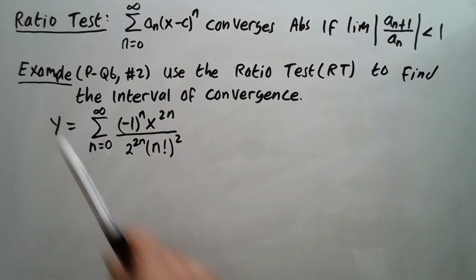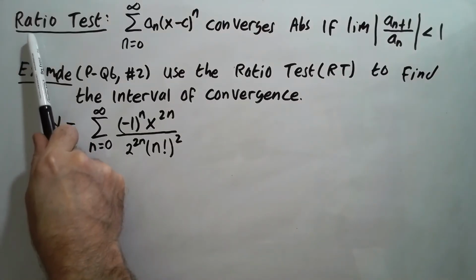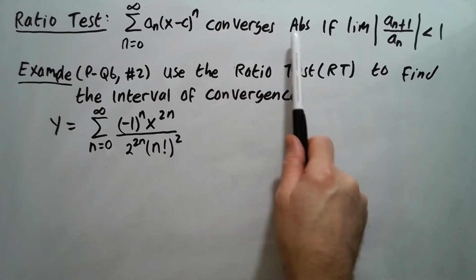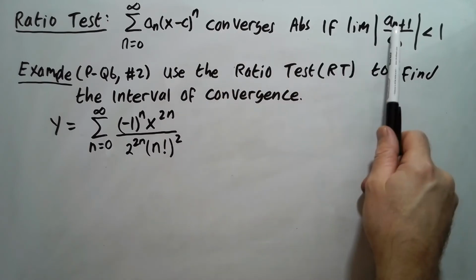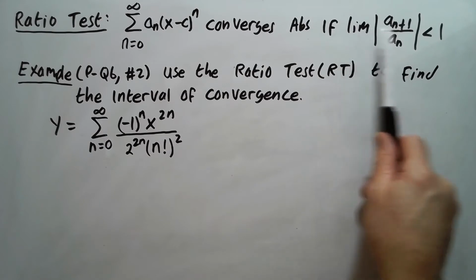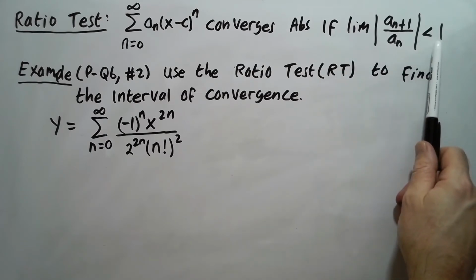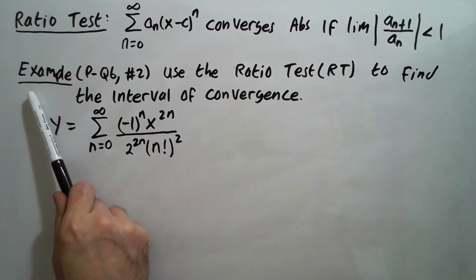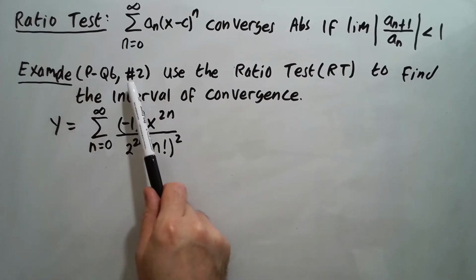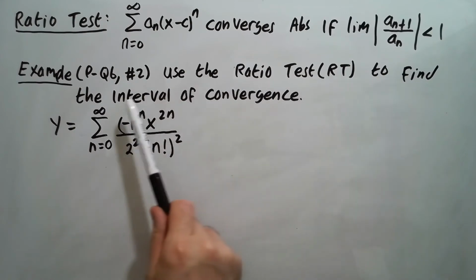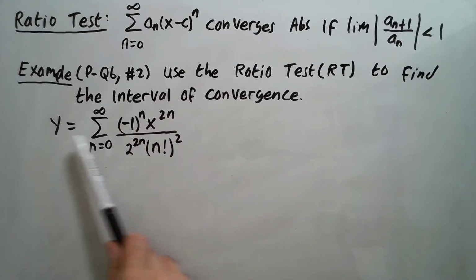Okay, so the ratio test, if you recall from Calculus 2, says that the series converges absolutely if the limit of the absolute value of a n plus 1 over a n is less than 1. Okay, so let's take a look at an example now. This is practice quiz 6 number 2. It says use the ratio test to find the interval of convergence, and here's our series.